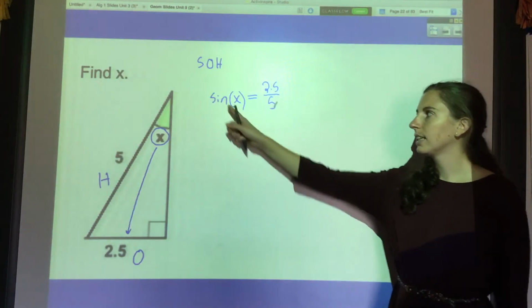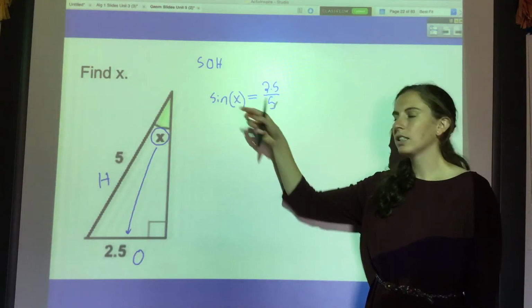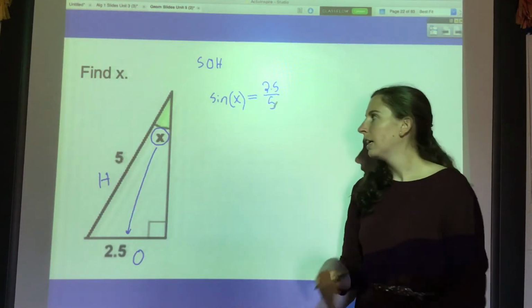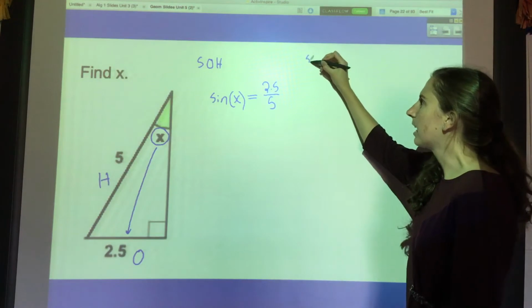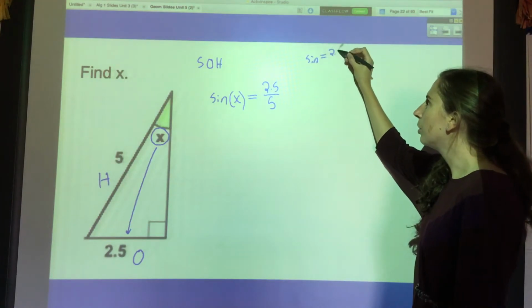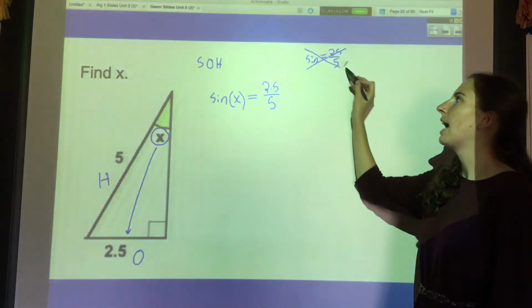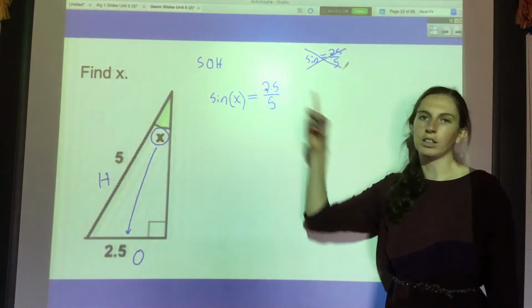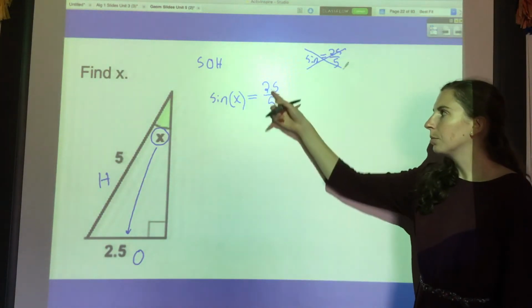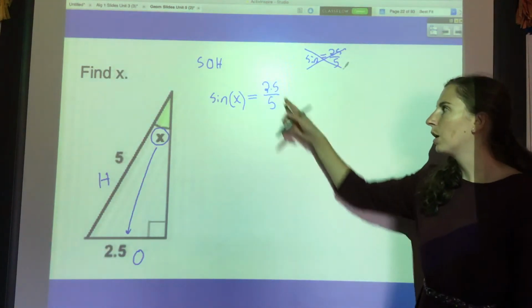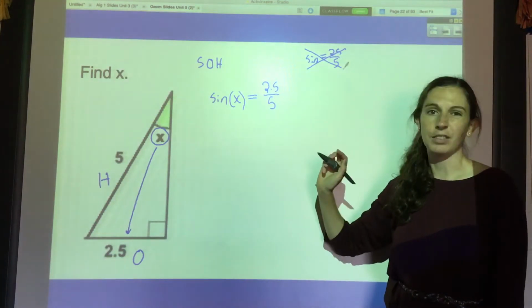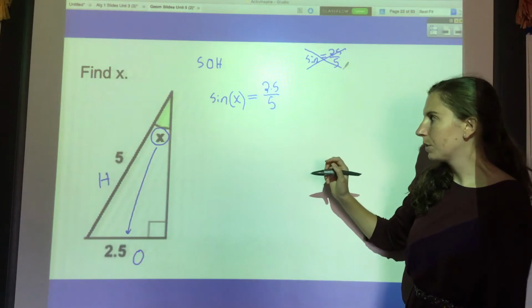Remember, sine doesn't exist by itself. It has to latch on to the angle. So it wouldn't make sense to say sine equals 2.5 over 5 because the sine of what? So don't do that. It has to be the sine of angle x. This simplifies. If you want to simplify it to 1/2, you can. I'm just going to leave it for now.